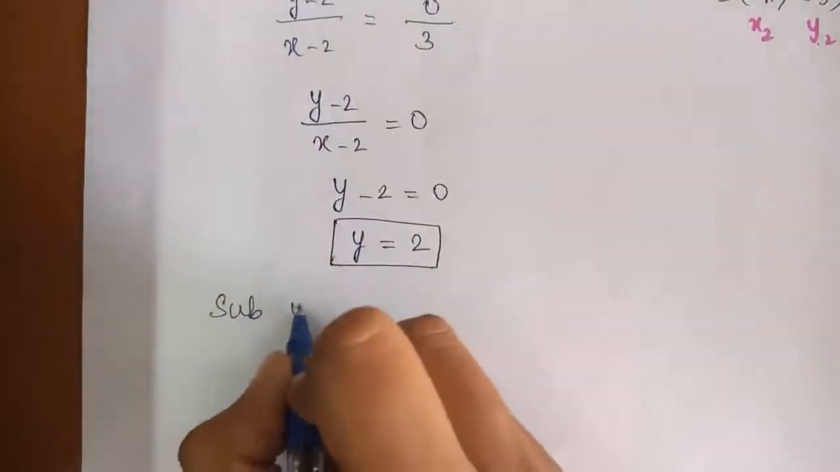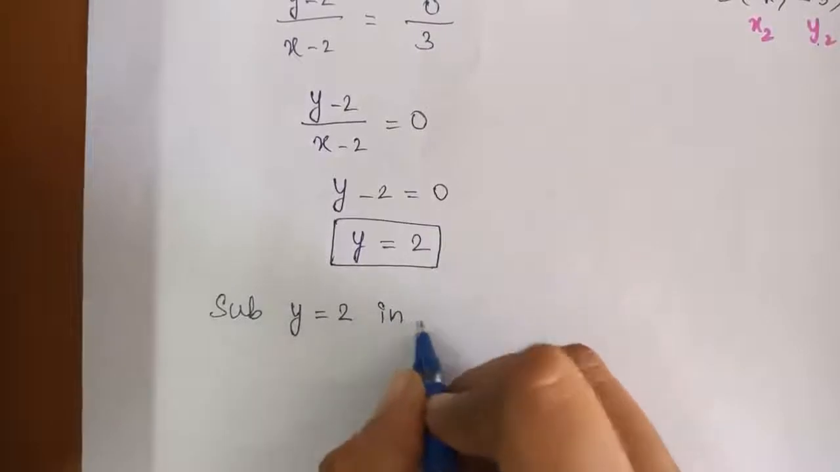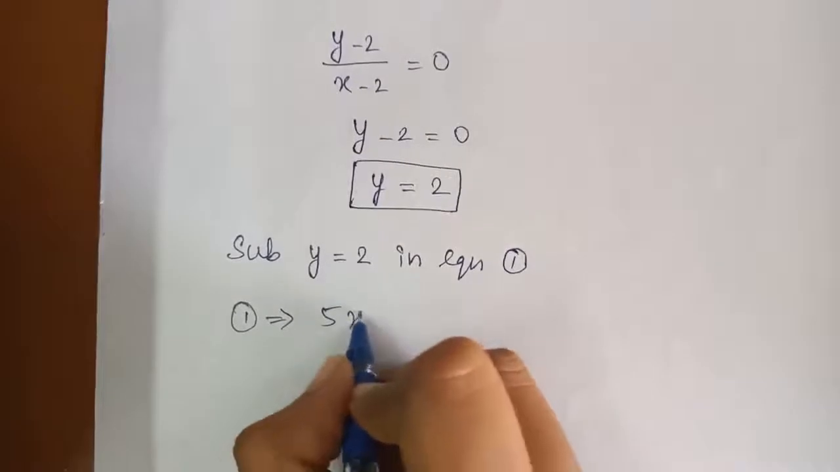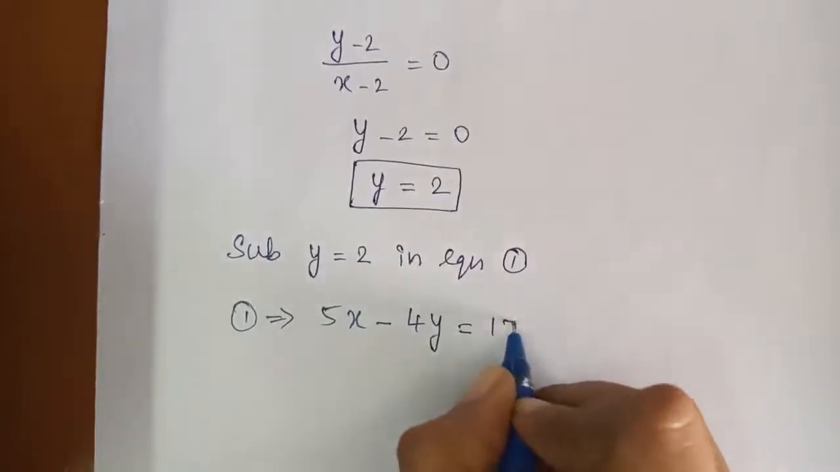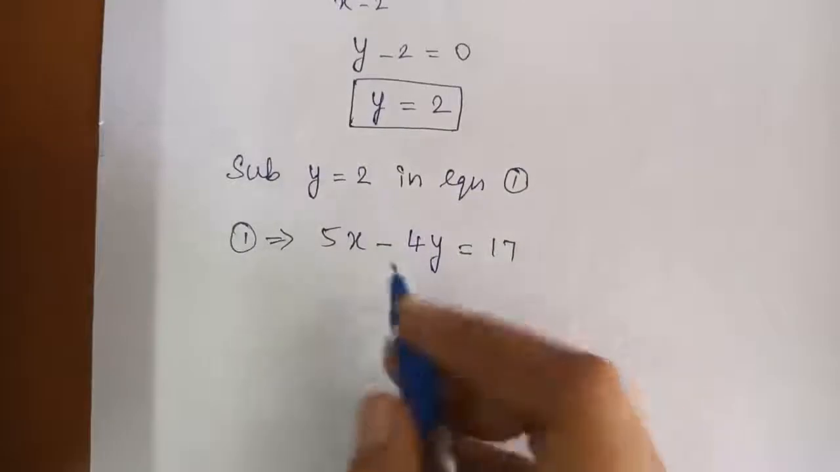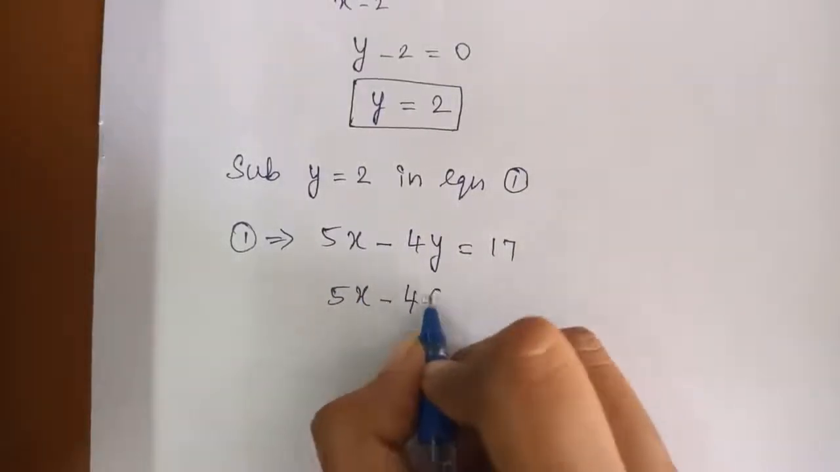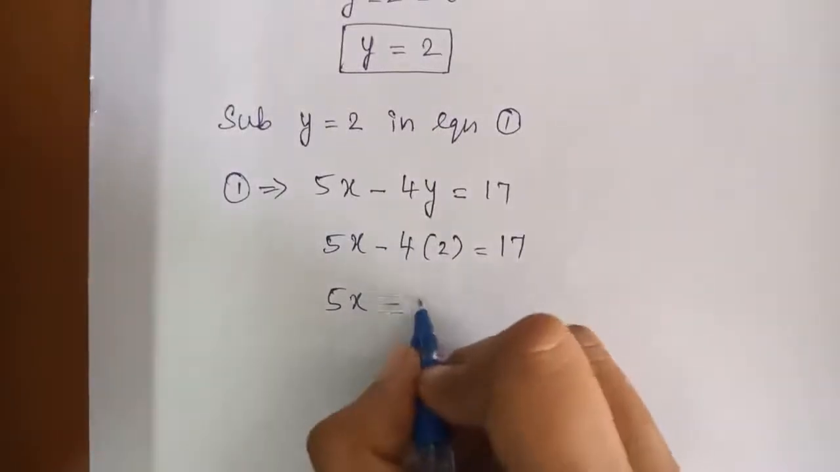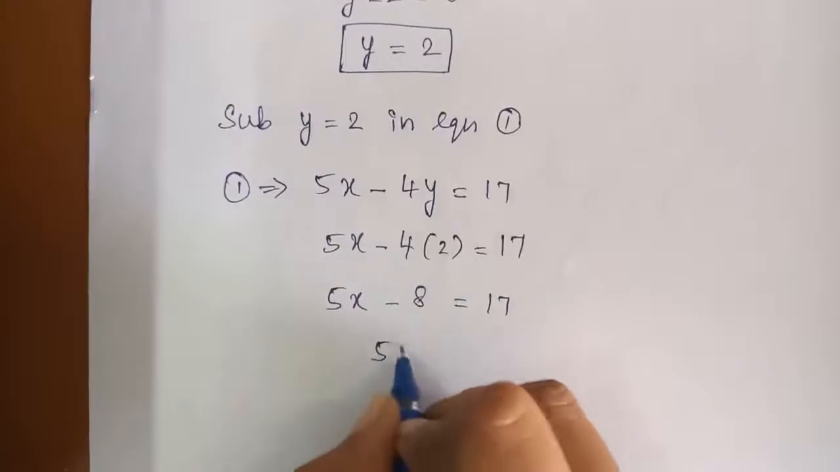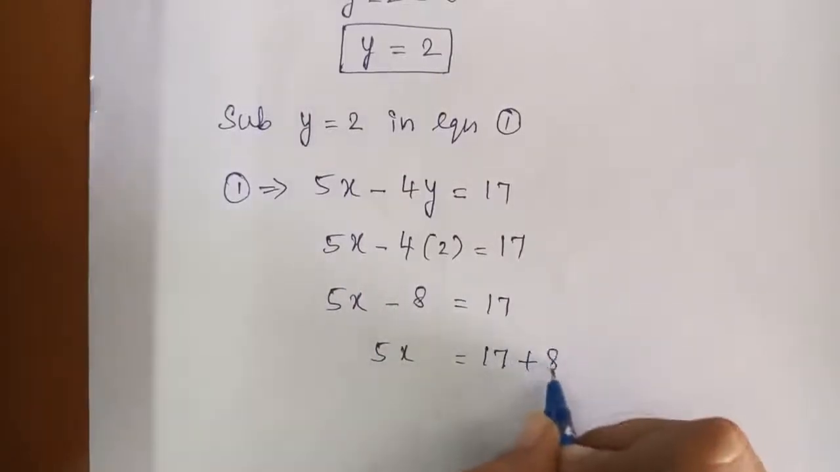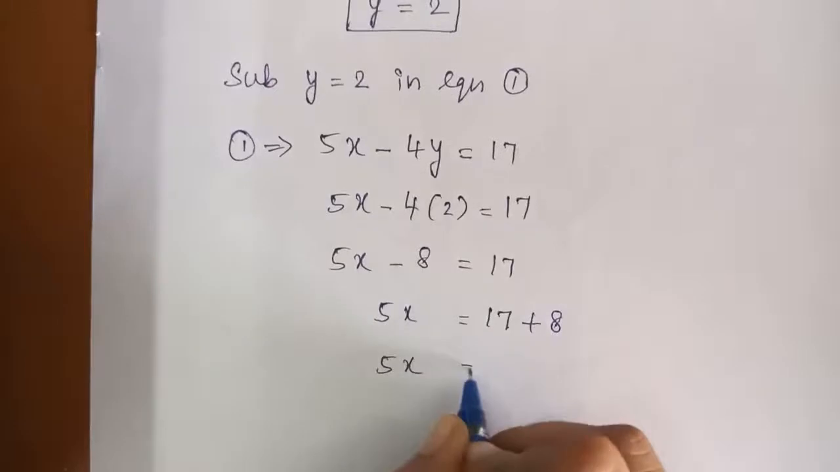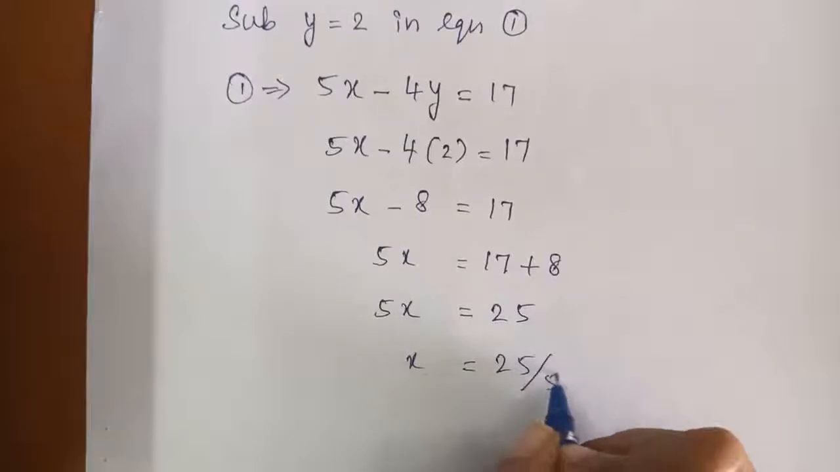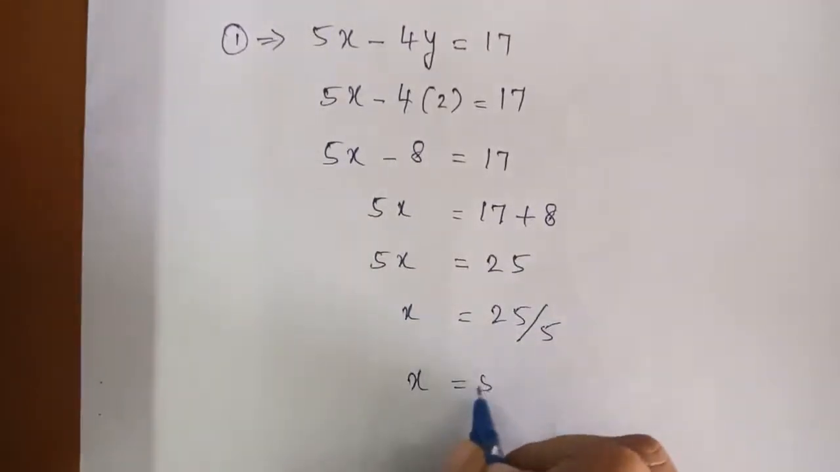So substitute the value y is equal to 2 in equation 1. You know equation 1 is 5x minus 4y is equal to 17. So instead of y we substitute 2. So 5x minus 4 into 2 is equal to 17. 5x minus 8 is equal to 17. 5x is equal to 17 plus 8, which is 25. x is equal to 25 divided by 5. The value of x is equal to 5.